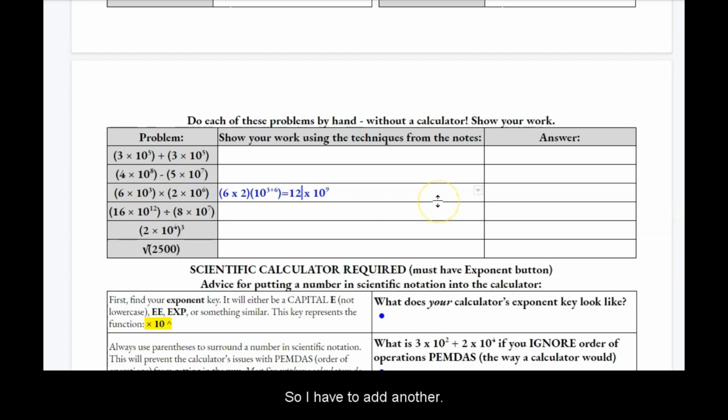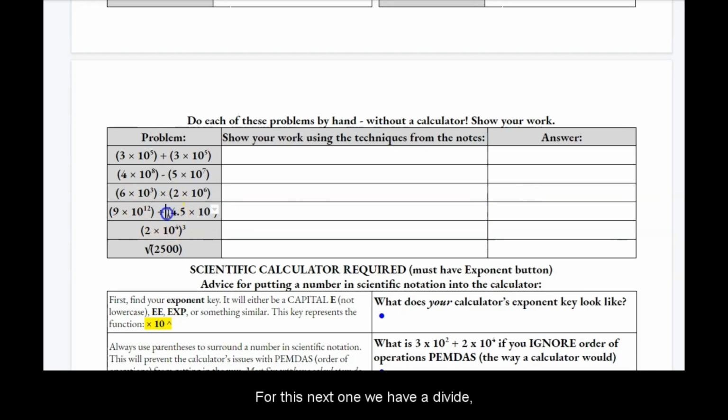No. So if I have to add another decimal there by moving it to the left, I'm making this number smaller here, so I'm adding 1 to the exponent. So the actual answer for this one would be 1.2 times 10 to the 10.